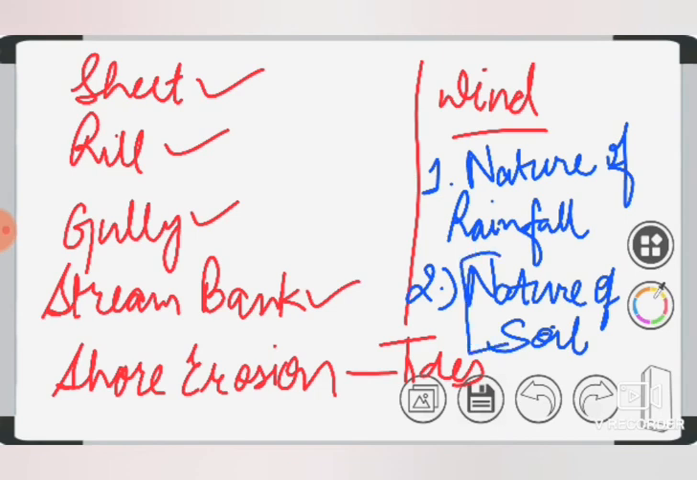The last is human factors. When we talk about human factors, we are the cause. The forests are not there. Why? Because we are cutting them. So deforestation is there due to us people. Overgrazing is there due to animals, and if we are allowing them to go and overgraze, then we are responsible for this. We are responsible for erosion.